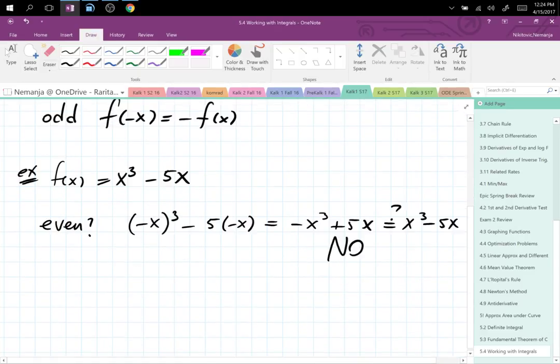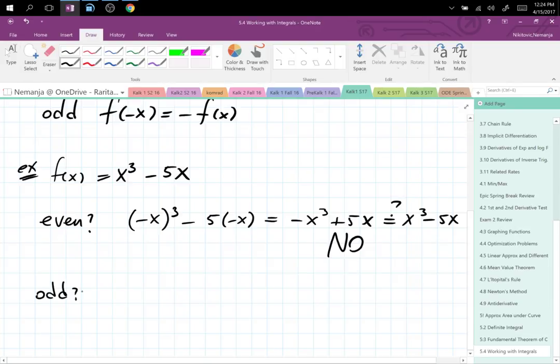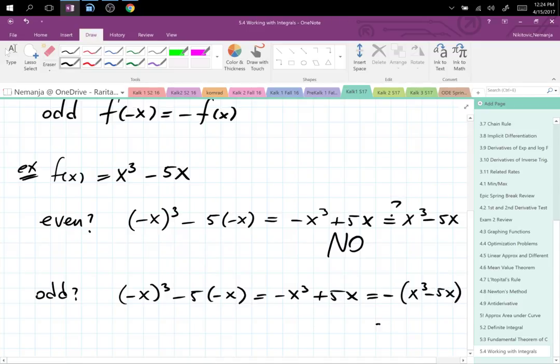This is your pre-calc 1. So you try odd. If odd doesn't work, then it's neither. That's possible as well. Now for the odd function, you need to have that f of negative x is equal to negative f of x, which actually happens in this case. Negative x cubed minus 5 times negative x is negative x cubed plus 5x. But look, if you kick the minus outside, you get x cubed minus 5x, which is negative f of x. So you just proved that f of negative x is the same as minus f of x. So yes, it's odd.